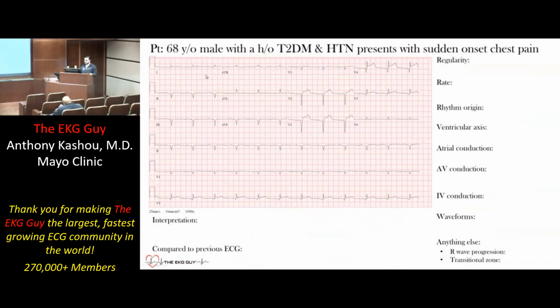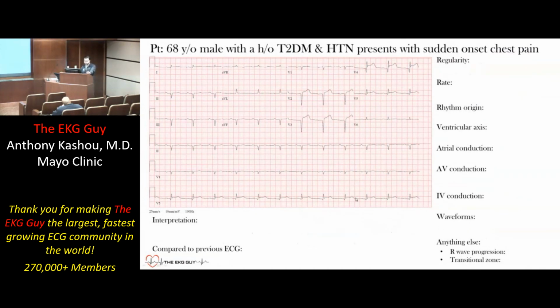So let's go through this. 68-year-old male, and I know you wanted the tetralogy of Fallot, so I saved it for the next lecture, but that's okay. We'll do this. This is a good one. So 68-year-old male with a history of type 2 diabetes and hypertension presents with sudden onset chest pain, okay? So again, our approach, we kind of go through all these things on the right.